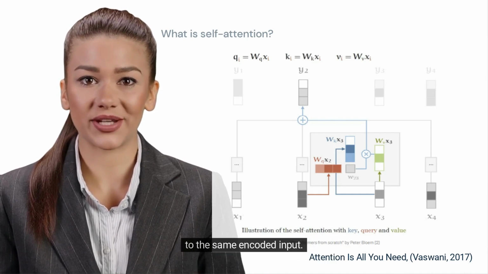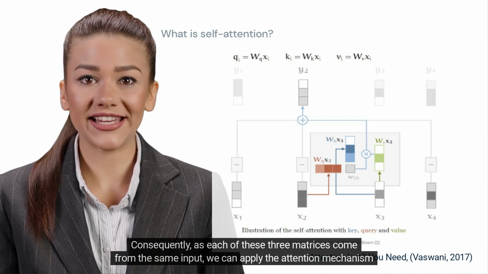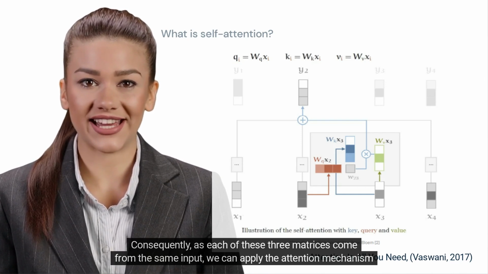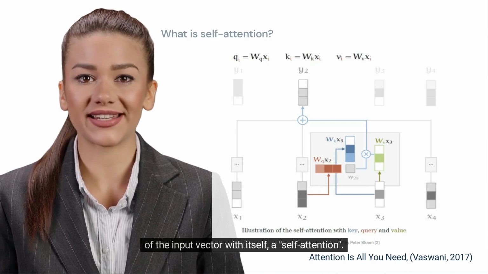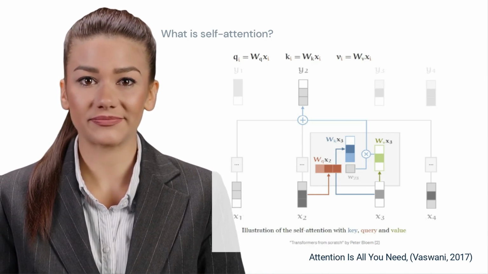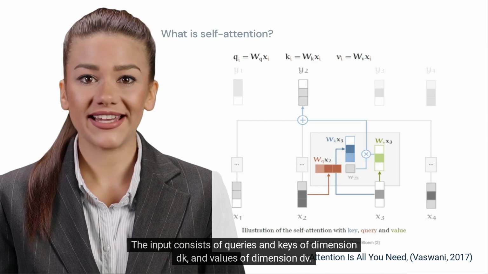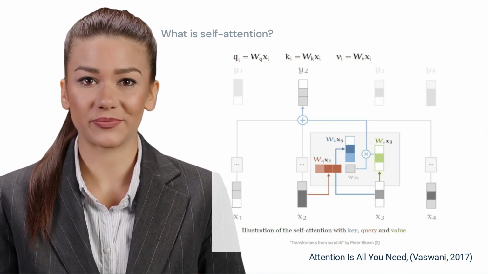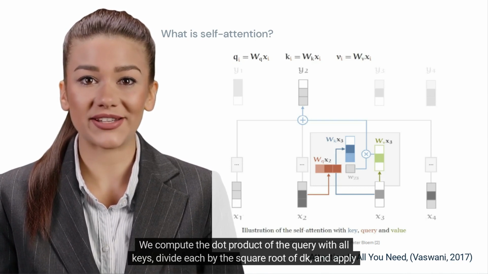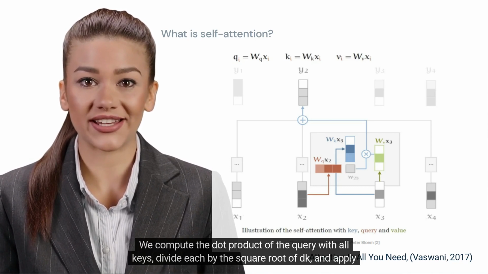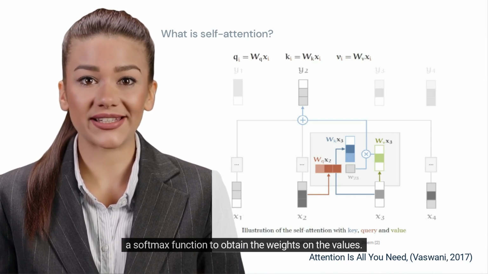same encoded input. Consequently, as each of these three matrices come from the same input, we can apply the attention mechanism of the input vector with itself, a self-attention. The input consists of queries and keys of dimension dk, and values of dimension dv. We compute the dot product of the query with all keys, divide each by the square root of dk, and apply a softmax function to obtain the weights on the values.